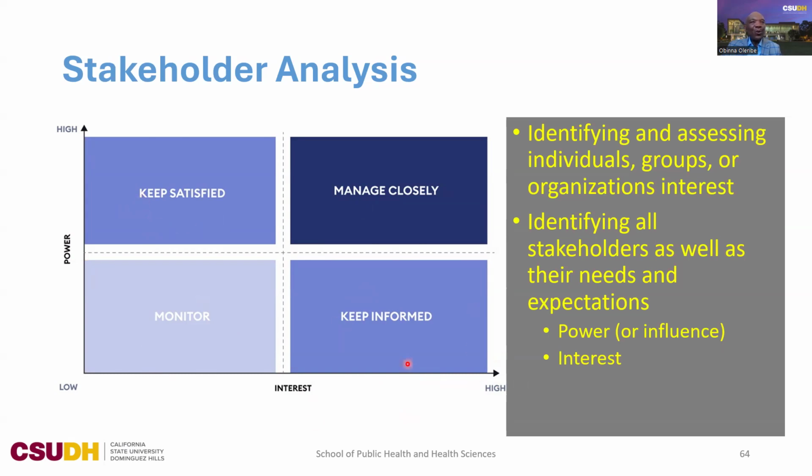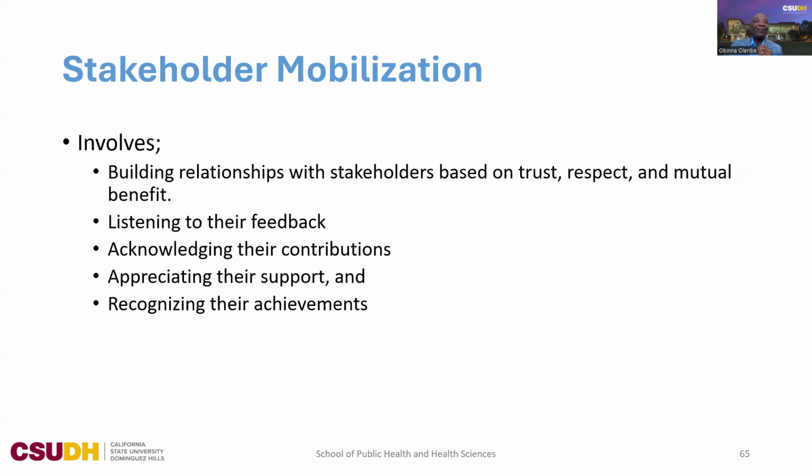You should know who has high interest, who has high power, and who has both, because that will help you to manage your stakeholders appropriately. Identifying and assessing them is critical, and managing them is crucial to your success. Remember that you're employed primarily to satisfy your stakeholders. So you have to mobilize them. And this involves building relationship with your stakeholders based on trust, respect, and mutual benefit.